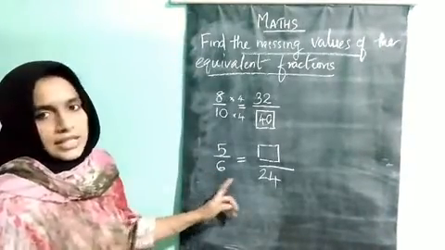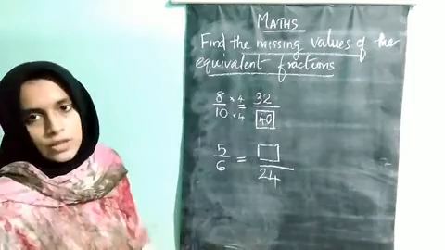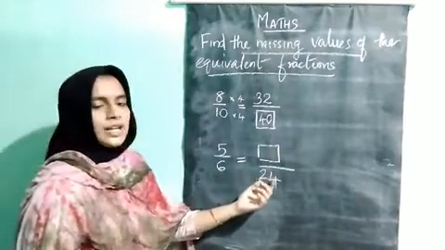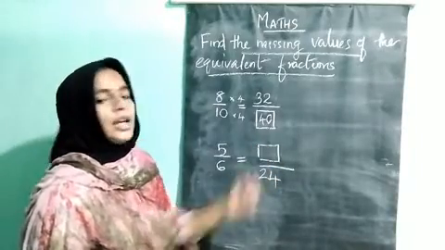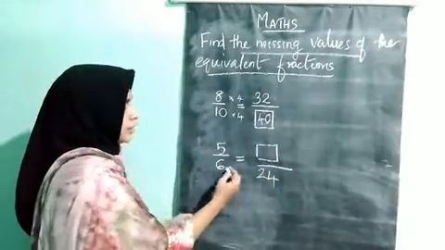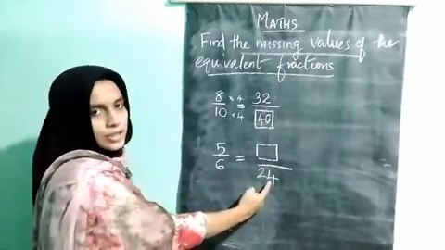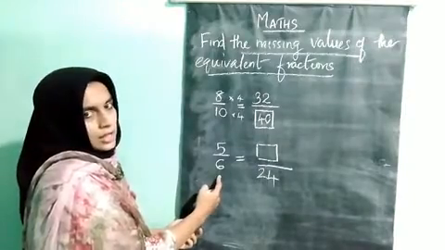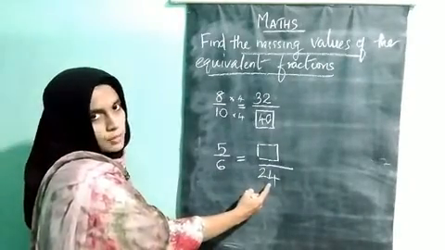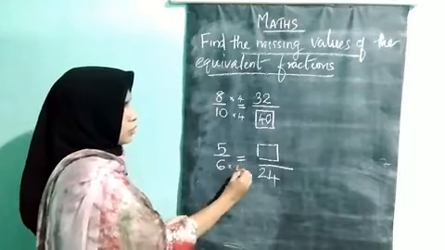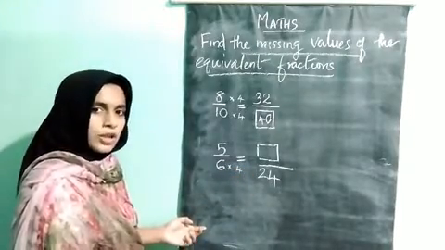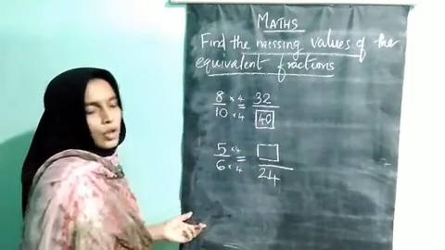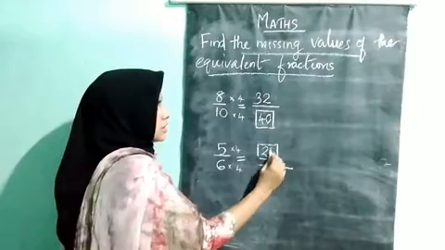5 by 6 equal to dash by 24. Here the missing value is in the numerator. In the denominator you can see 6 and 24. When you multiply one number with 6, you will get 24. Which number is that? 6 into 4, 24. So numerator also multiply with the 4. 5 into 4, 20. So the answer is 20.